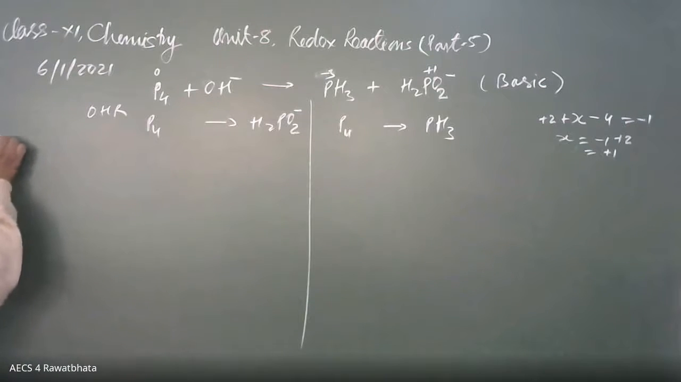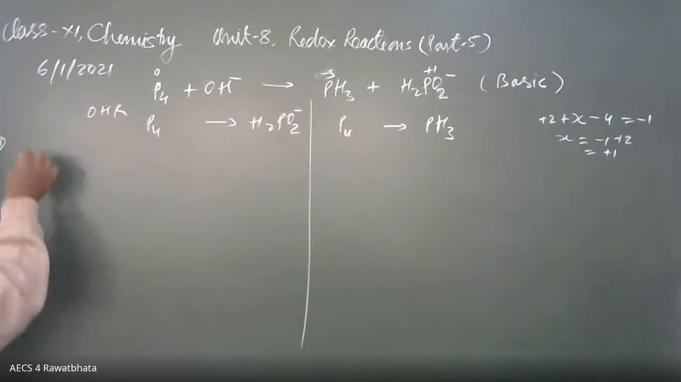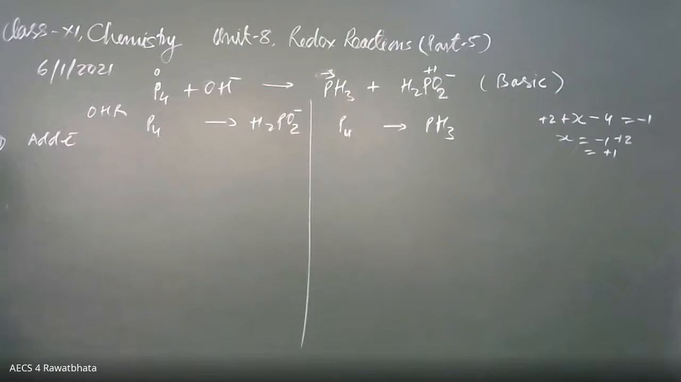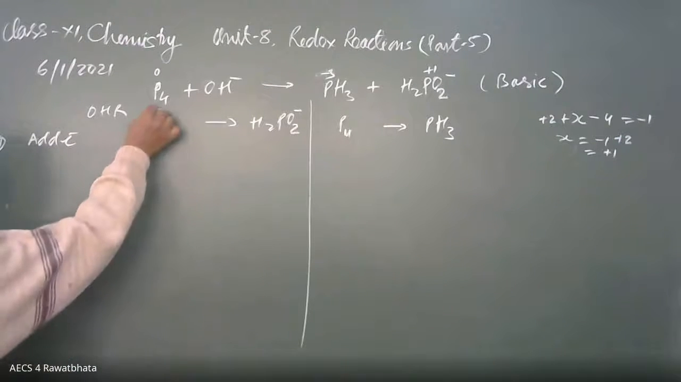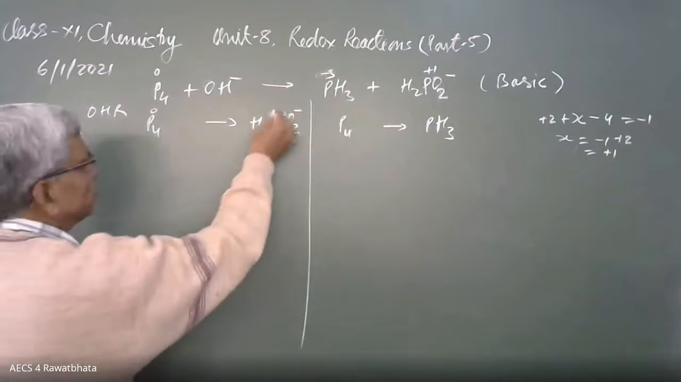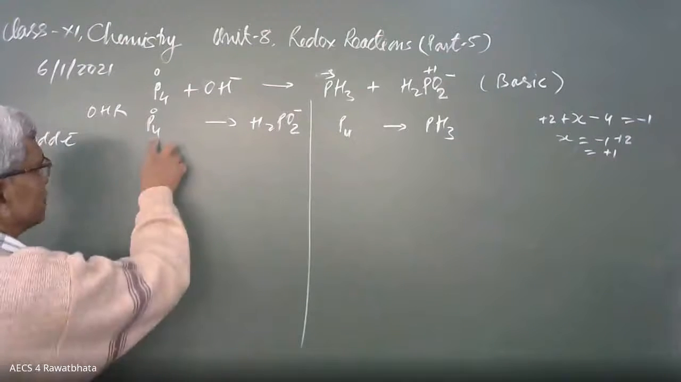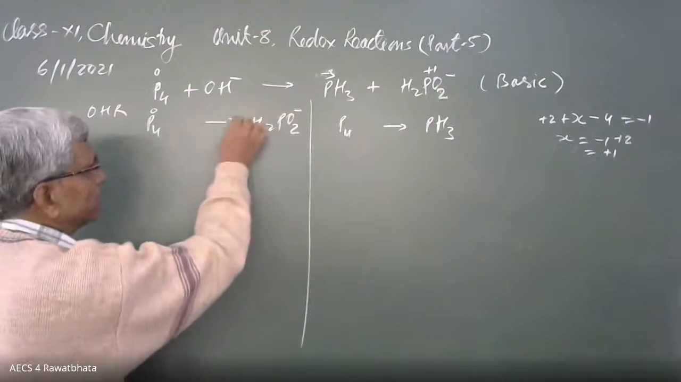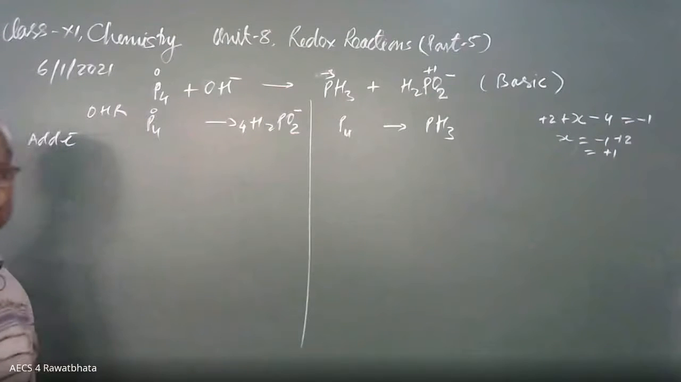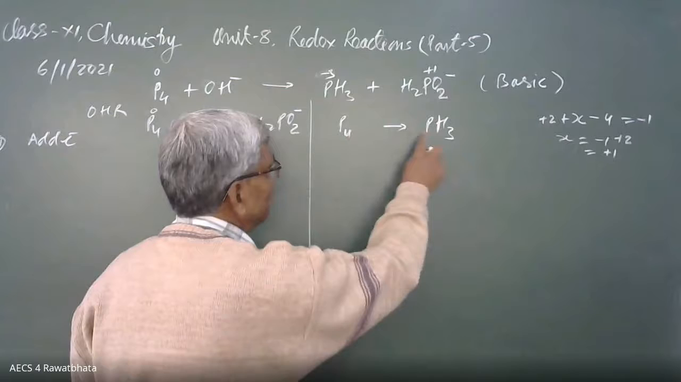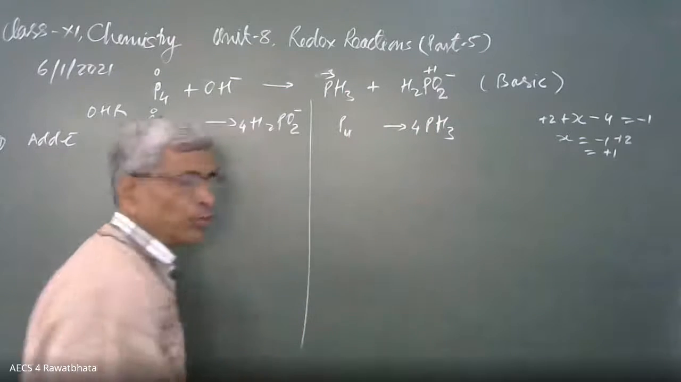Step 1: add electrons according to the change in oxidation number. Balance the oxidation number. Then the oxidation number is 0, and 0 is going to change into... Here we have to balance the element. Phosphorus is 4 here and phosphorus is 1 there, that's why 4 PH3.